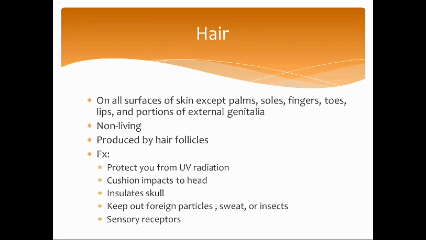So hair. Your body has about 2.5 million hairs, 75% of which are not on your head. You only have about 500,000 hairs on your head at all times. Hair is found on all surfaces of your skin except your palms, soles, fingers, toes, lips, and specific portions of your external genitalia. Hair is considered non-living. It's produced by your hair follicles, and it helps to protect you from UV radiation and cushion impacts to your head. It insulates your skull. It keeps out foreign particles, sweat, or insects. And it has sensory receptors that can help protect you from harm.